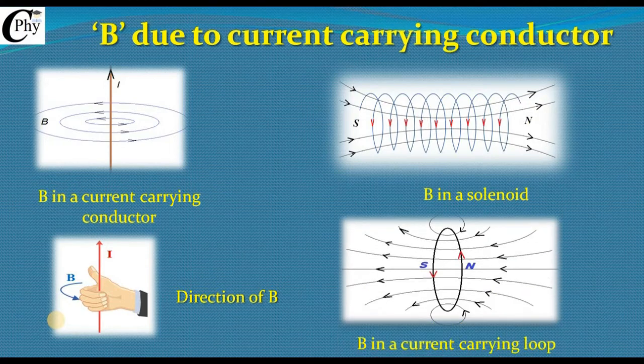Again, instead of a solenoid, if current flows through a coil with a single turn, the magnetic field lines look like this. It seems that magnetic field lines emerge from one surface of the coil and terminate on the other side. So again, we can say that a current carrying loop behaves as a tiny magnet.